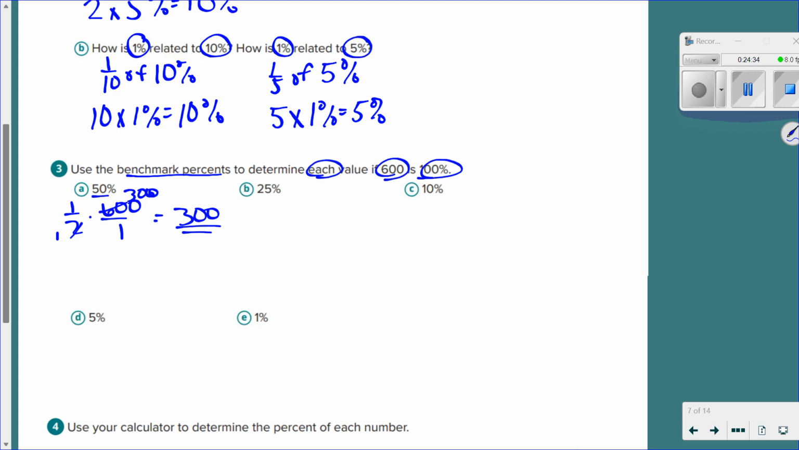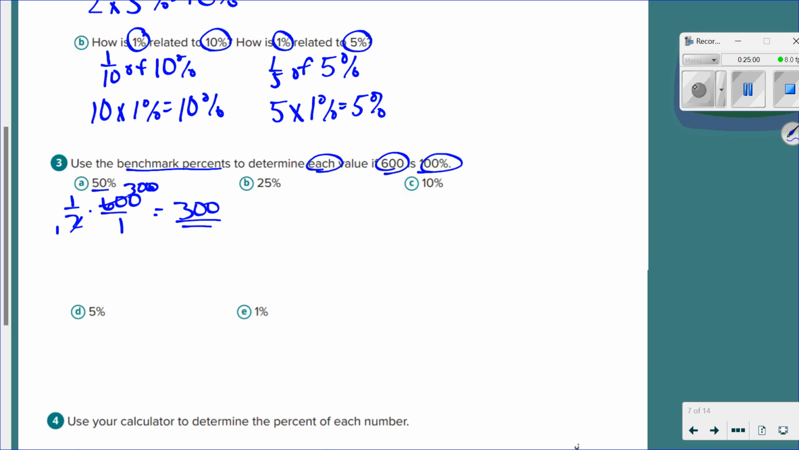Okay. So we started you on the road. You have 4 more that you need to do. So you're going to do 25, 10, 5, and 1. I'll give you a hint. 25 is half of 50, right? So you don't always have to go to the 100%. Once I have benchmarks, you can use those benchmarks to find other benchmarks. So we'll give you guys about 5 minutes to finish up the next 5. Go ahead and go.